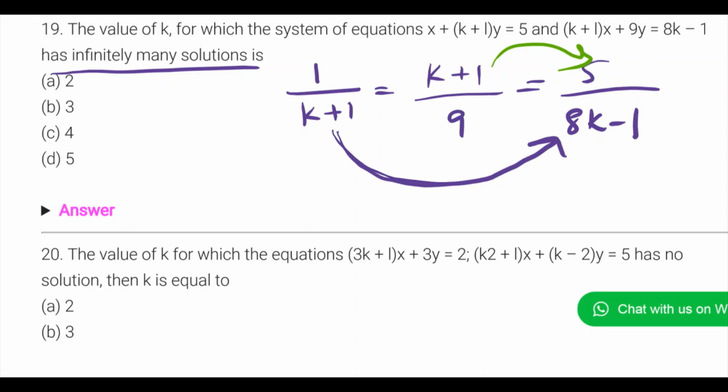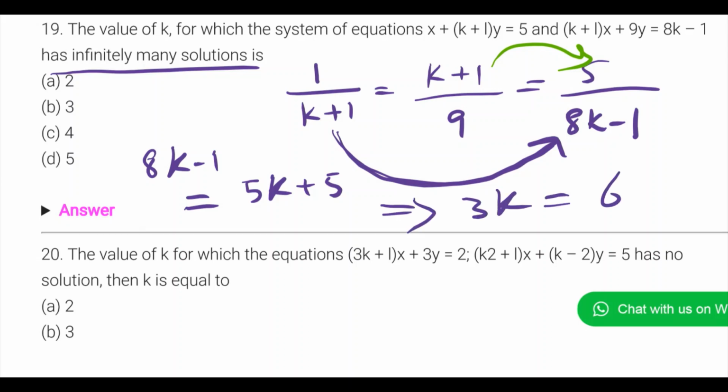I want to equate these two. 8k minus 1 equals 5k plus 5. So from this we will get 3k equals 6, k equals 2. Option A.